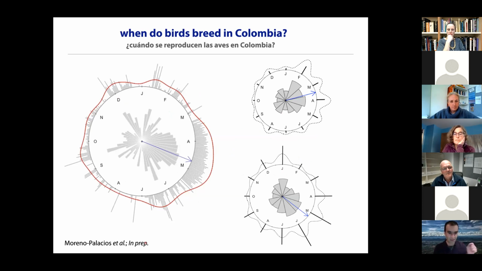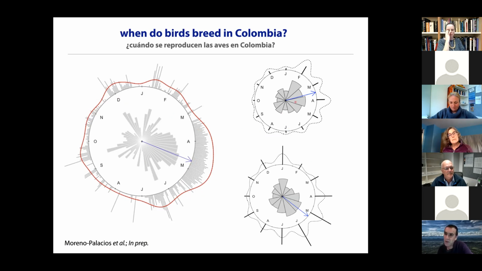And this is work that my PhD student, Miguel Moreno, is completing now. What he has here on the figure on the left, he collected all the data he could get his hands on for breeding condition of birds throughout the country. And what you can see here is that, well, most birds in Colombia, on average, tend to breed between April and May, which is the beginning of the rainy season in many areas.